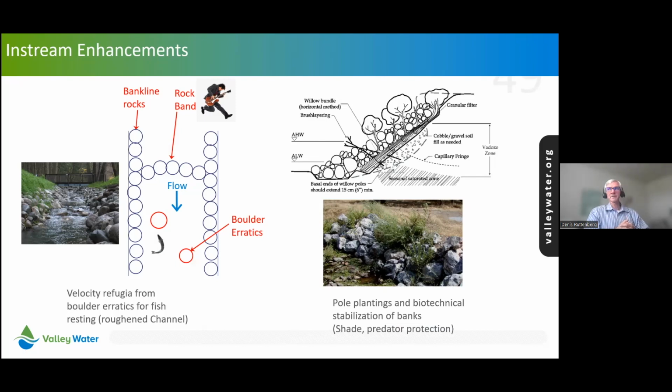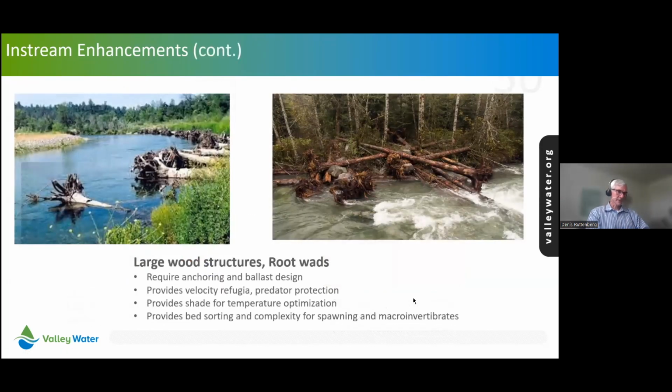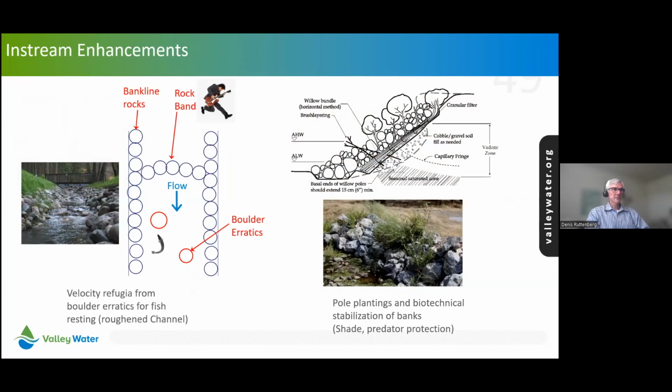Otherwise, a roughened channel might just be like a bunch of rock dumped in a channel and shaped, but I think it's beneficial to provide some of these features. Beyond that, you can work with willows. You can work with willows and put willows between the rocks. I've done a lot of this where you do pole plantings between the boulders, and then the willows will grow up and through the rocks and stabilize your rock bank protection.